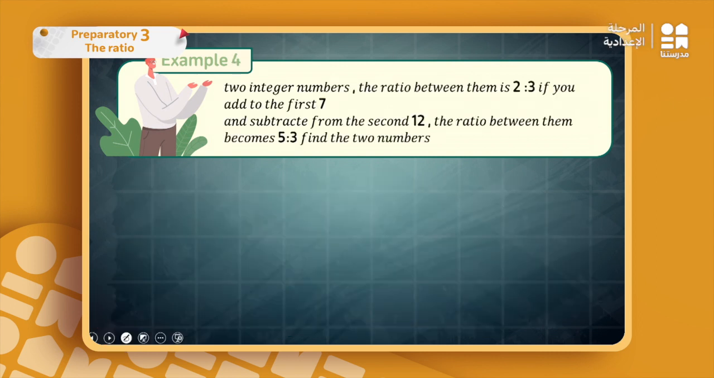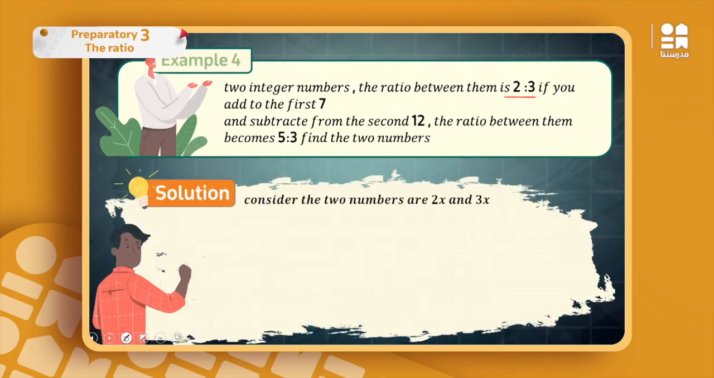Example number 4. Two integers. The ratio between them 2 to 3. If you add to the first 7 and subtract from the second 12, the ratio between them becomes 5 to 3. Find the two numbers.